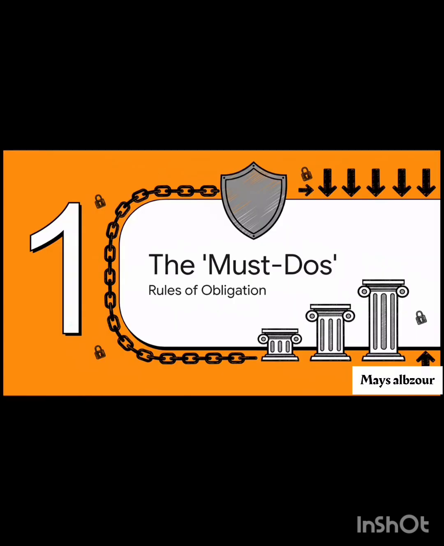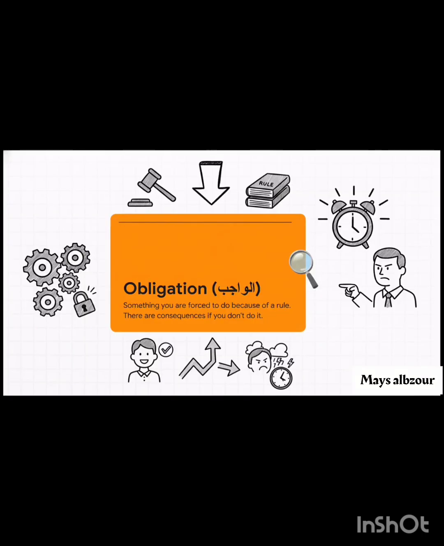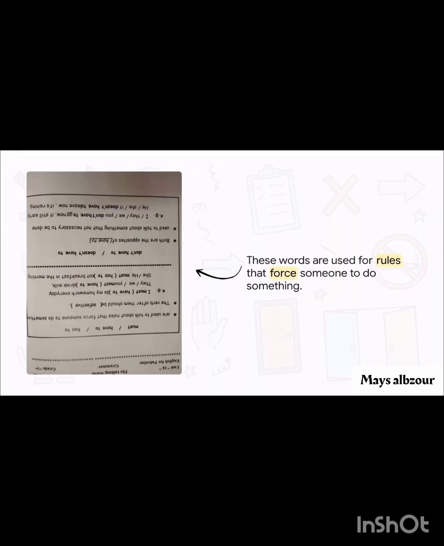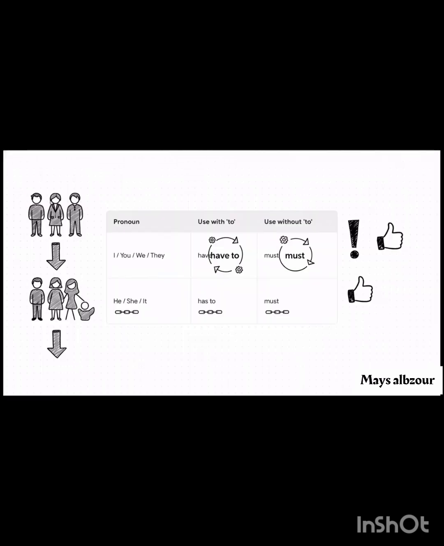First step, let's talk about the must do's. These are what we call rules of obligation. So, what is an obligation? Something you are forced to do. There are consequences if you don't do it. When we talk about obligation, the magic words are must, have to, and has to. Look here. I, we, you, they take must and have to. He, she, it take has to or must.